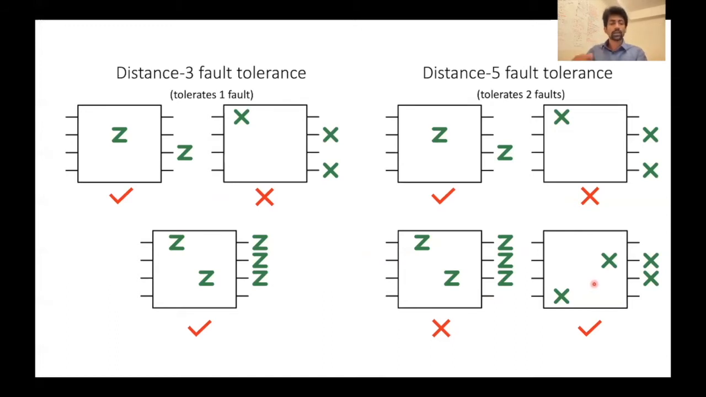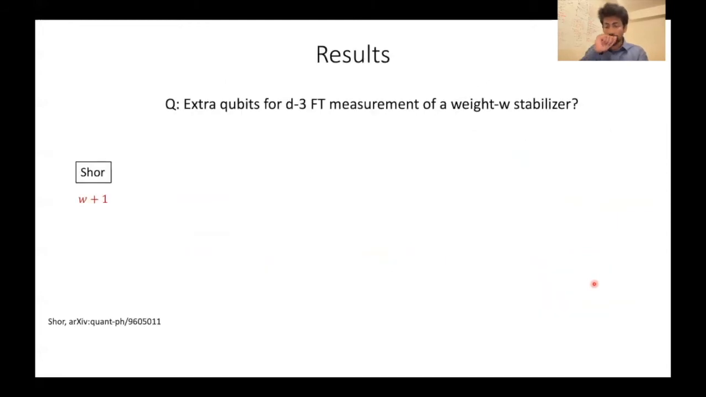So now that we have some of the basics down, I think we can talk about the results quickly. The main question we ask here is, how many extra qubits do you need to perform distance-3 fault-tolerant measurement of a weight W stabilizer? And this was initially shown by Shor to be equal to W plus 1. Through a few improvements, this was brought down to W by 2.